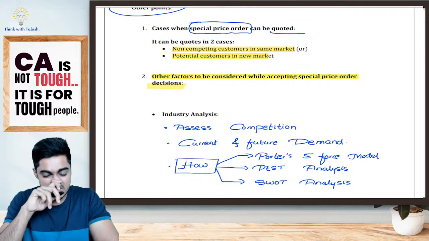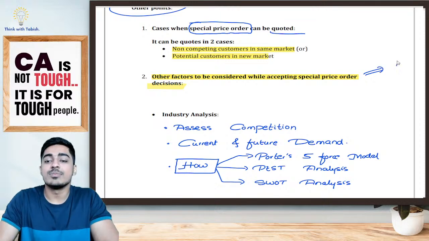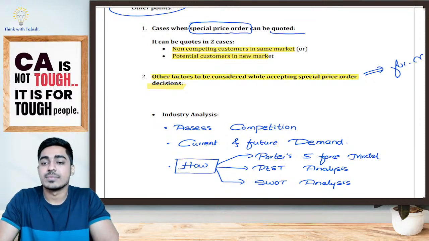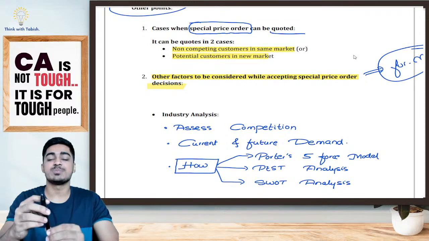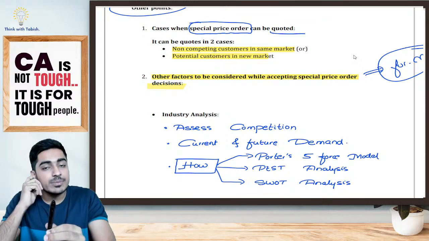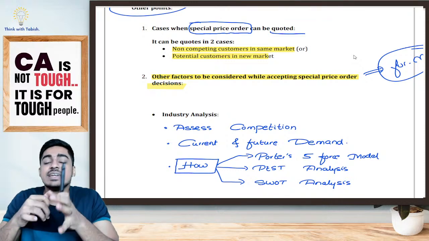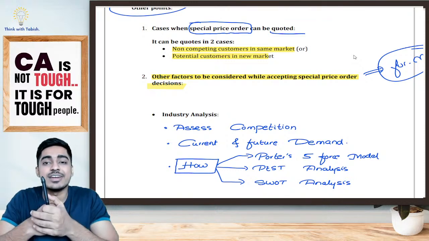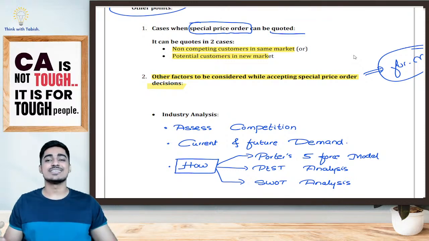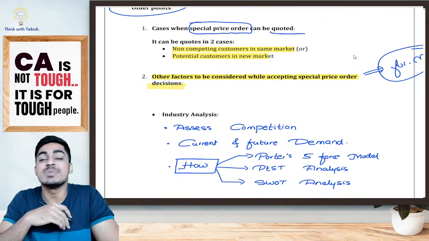Now for a special price order, generally we'll be accepting it from a foreign market. Suppose this pen, I am selling in the local market for 200 rupees. From a foreign market, a customer is asking, can you give it to me at 100 rupees? I am thinking, till now I was selling only in the local market, now I can go international. I can be an international company. So we plan to sell it at a special price.